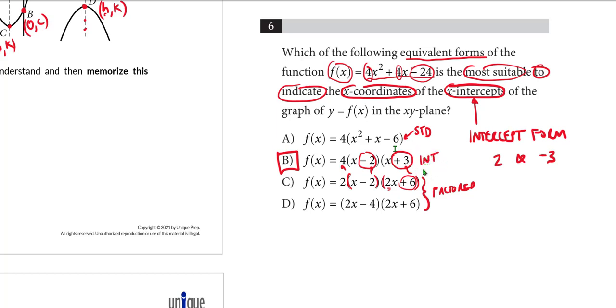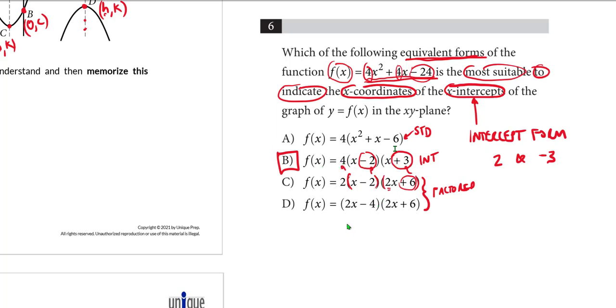If there were 2 answers in pure intercept form, that technically could not happen, because remember, if you're talking about equivalent forms of a particular quadratic, there's only one way that you can write an equivalent form in intercept form. So for another answer to be in pure intercept form, we'd have to have another answer that had exactly what answer choice B has, which is not possible.